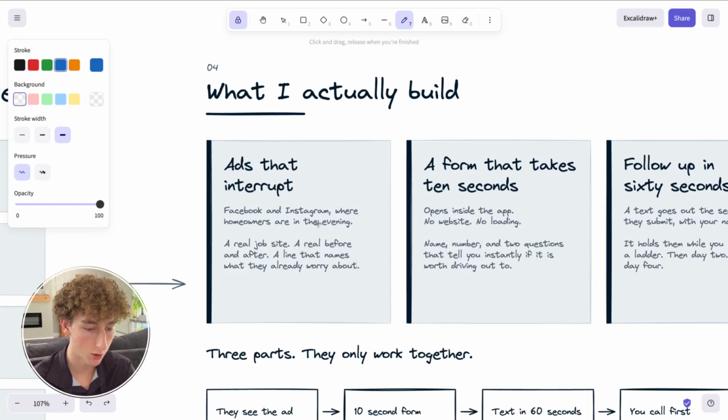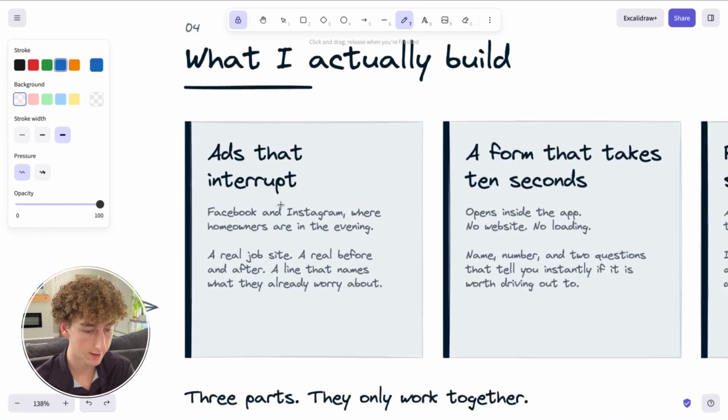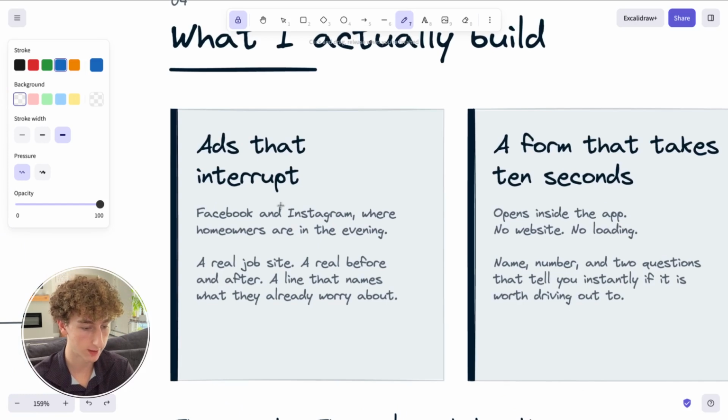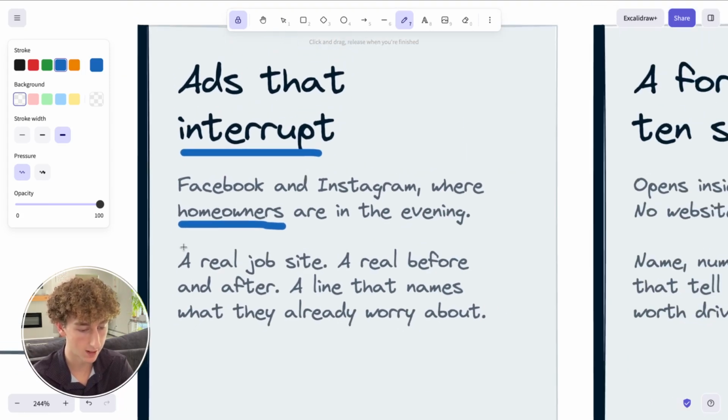All right, guys, next thing I want to go over is what we actually build for you guys. So we have a very straightforward system that is extremely efficient in bringing in leads and more booked jobs for our contractors. So basically how it is set up is we build ads that interrupt. So we build ads on Meta, which includes Facebook and Instagram. This is the place where a lot of your ideal homeowners who want your services are going to be in the evening or during the day on lunch, whatever time of day it is.